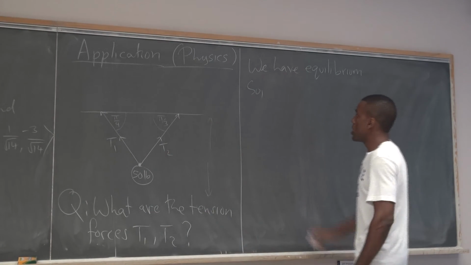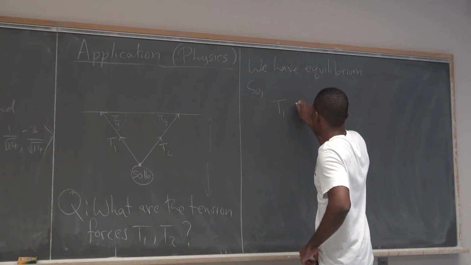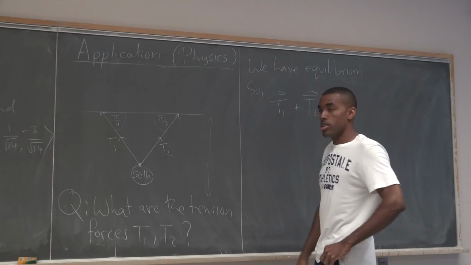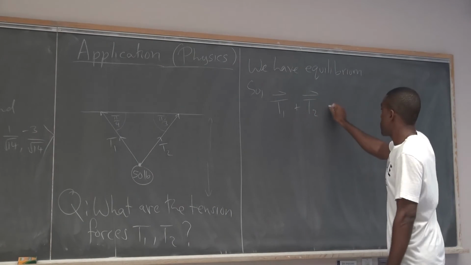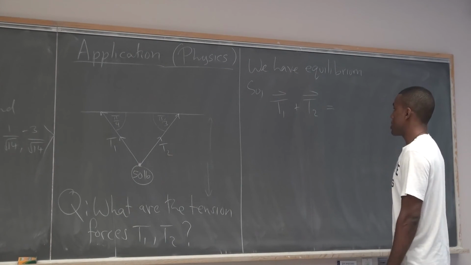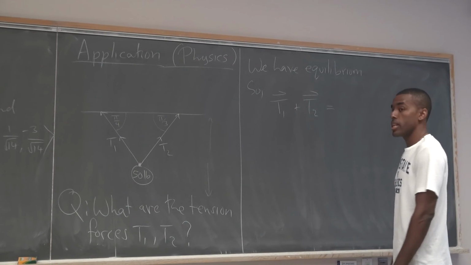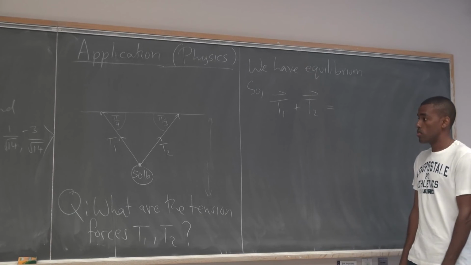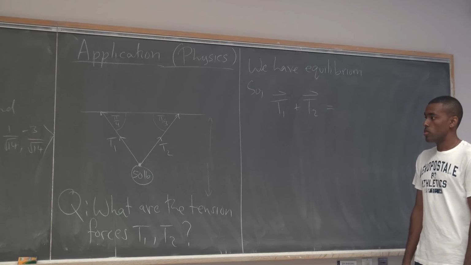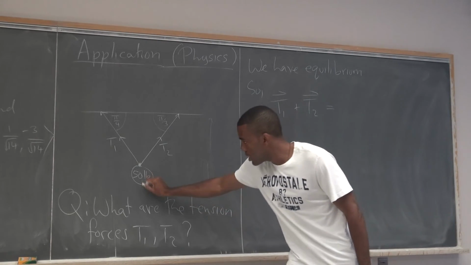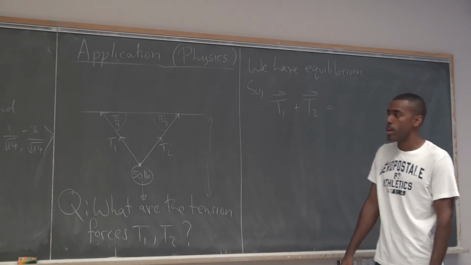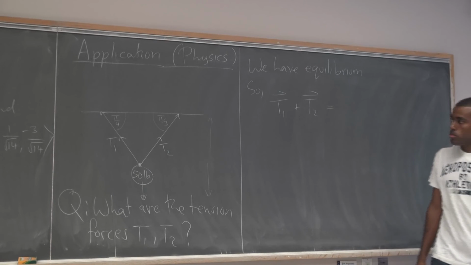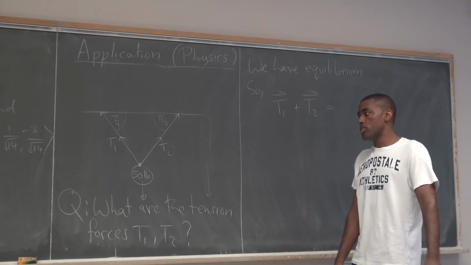Right. So we know that, for example, T1 plus T2, if I think of these guys as vectors, which is one of the easiest ways to conceptualize this, must equal what vector? The opposite of the downward weight. Okay, so if I think of this 50-pound weight as a vector, how would I write that? It's negative W, for negative weight. W is a scalar.